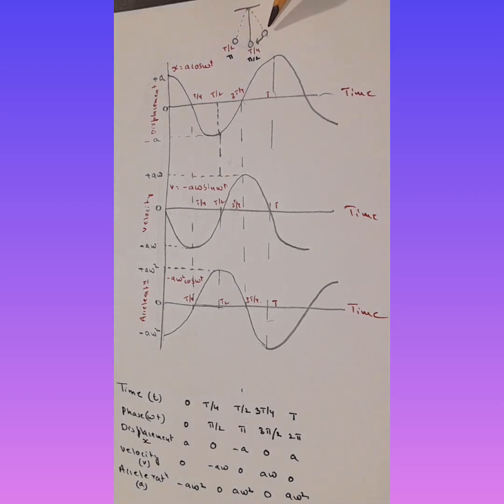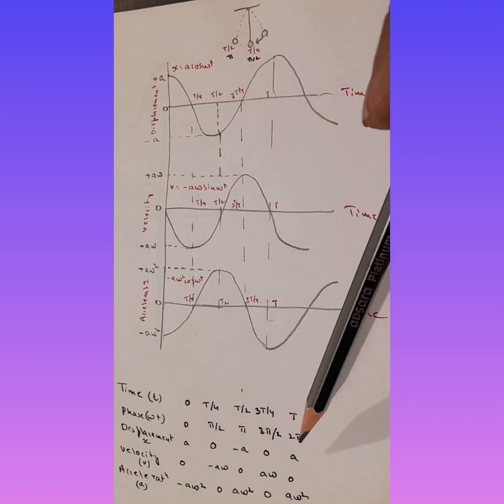Then when it comes back again to its original position, it has covered one period. So T by 4, T by 4, T by 4, T by 4, 4T by 4, that is one period T. And phase wise pi by 2, pi by 2, pi by 2, pi by 2, 4 pi by 2, so that is 2 pi in terms of phase.